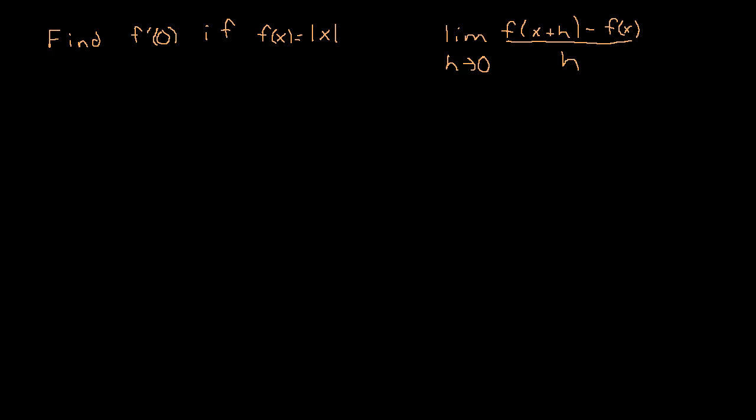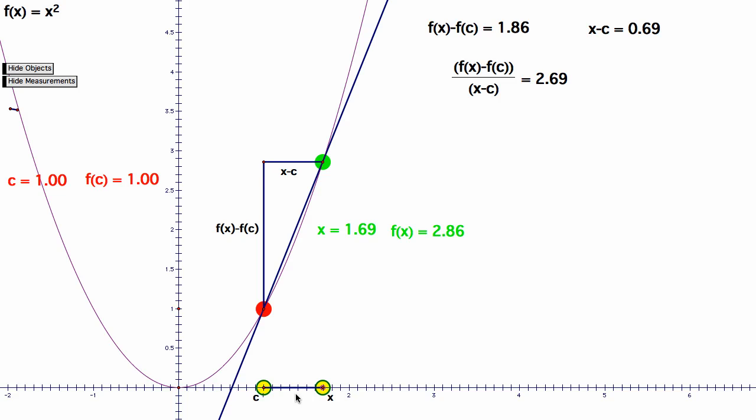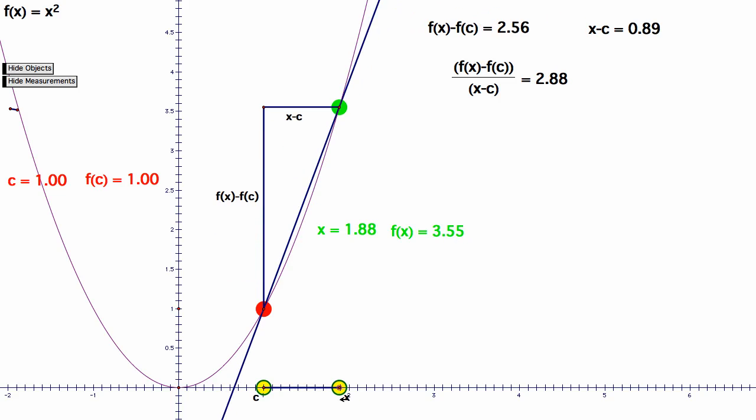But this is actually a really good example to introduce a different definition. And that definition uses the exact same picture. It just uses different labels. So let's look at some different labels here. Okay, so you can see that I have this value of c. I've placed c at 1. And then I have this other value of x, and this is going to be my variable. This is the one that's moving. Now you can see that this red dot represents f of c. This green dot represents f of x. Therefore, this line segment here is represented by f of x minus f of c. And then this length right here is x minus c, and that represents our change in x. So the change in y over the change in x is right here.